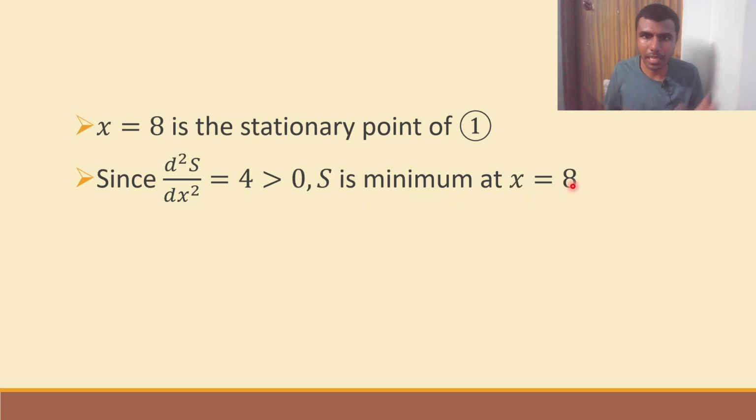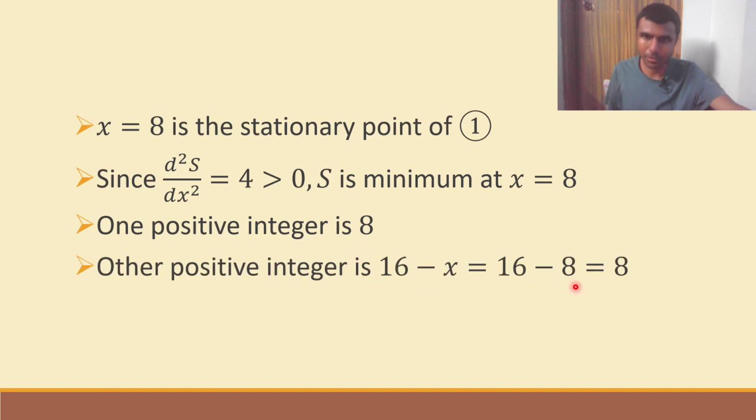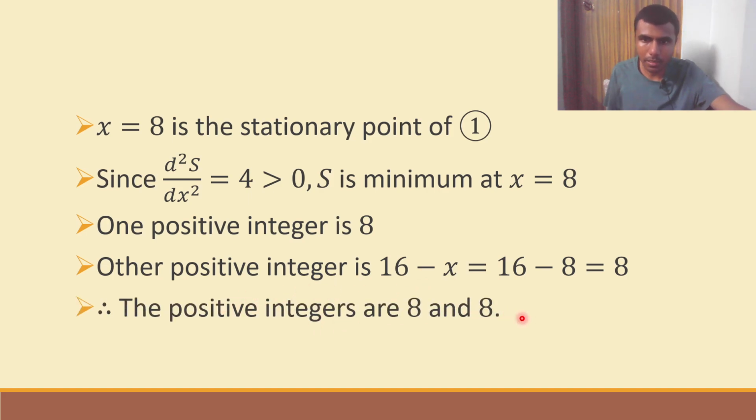Okay, I'll just give a recap, guys, don't worry. So one positive integer is 8, another positive integer is 16 minus x, which is 16 minus 8, which is nothing but 8. Therefore the two positive integers are 8 and 8.